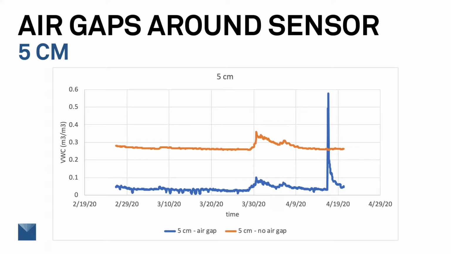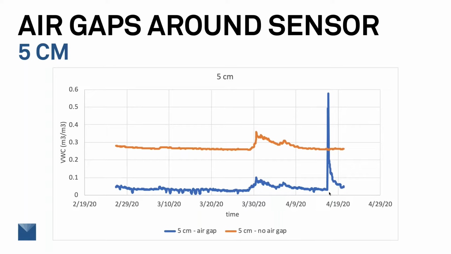We know that the soil's wet here during the spring. So we know that the orange line has to be reading better. Not exactly sure why the water content on the air gap sensor might be reading low until it gives one of the telltale signs of an air gap sensor there in around the 15th of April.